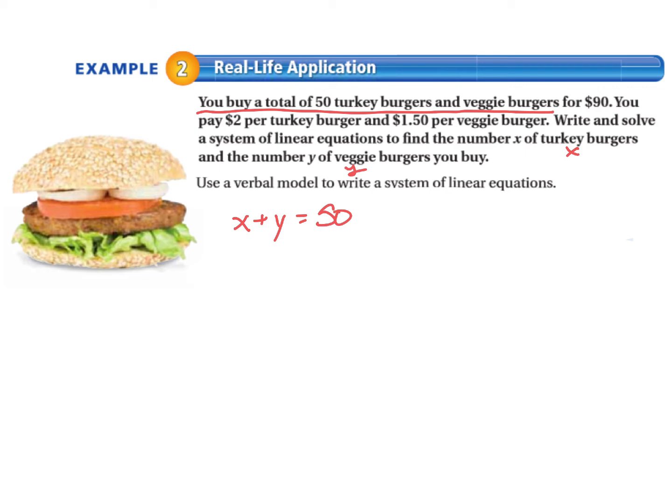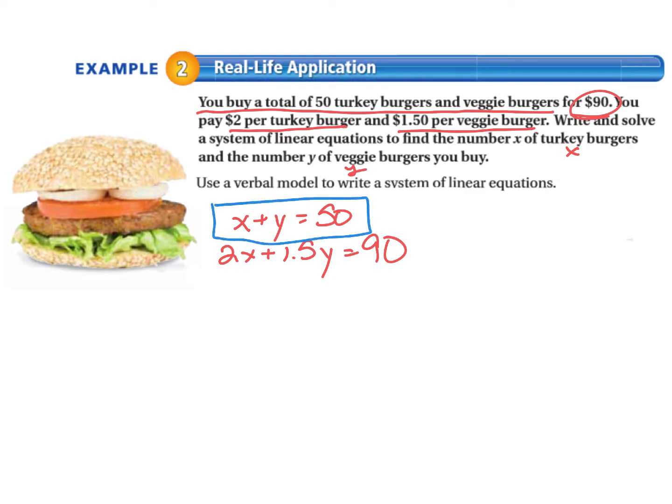So now remember that's the number. Now let's do the value. So let's see. Turkey burgers were $2. So 2x plus $1.50 for the veggie burgers. And we spent $90. Now, here's the trick. We do not have an equation that's equal to either x or y. So I'm going to take the easy one.